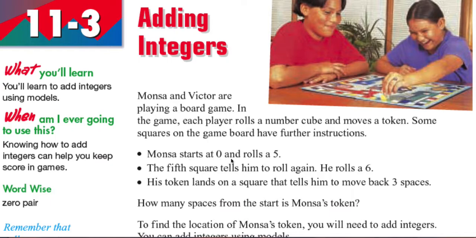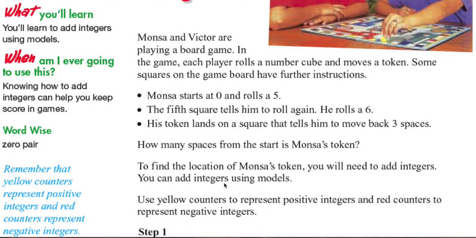Monza starts at 0 and rolls a 5. The fifth square tells him to roll again, and he rolls a 6. His token lands in a square that tells him to move back 3 spaces. So how many spaces from the start is Monza's token? To find the location of Monza's token, you will need to add integers. And you can add integers using models.